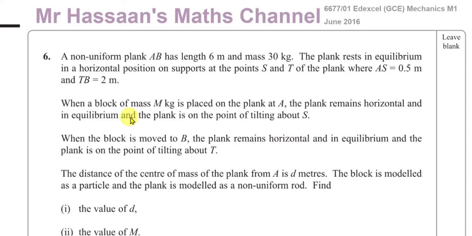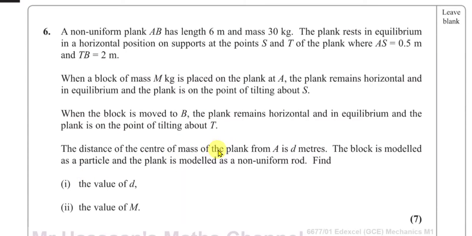It says that when a block of mass m kilograms is placed on the plank at A, the plank remains horizontal and in equilibrium, and the plank is on the point of tilting about S. When the block is moved to B, the plank remains horizontal and in equilibrium, and the plank is on the point of tilting about T. The distance of the center of mass of the plank from A is d meters. The block is modeled as a particle, and the plank is modeled as a non-uniform rod. We've got to find the value of d and the value of m.